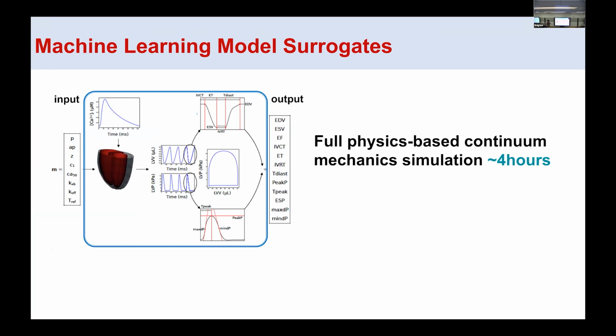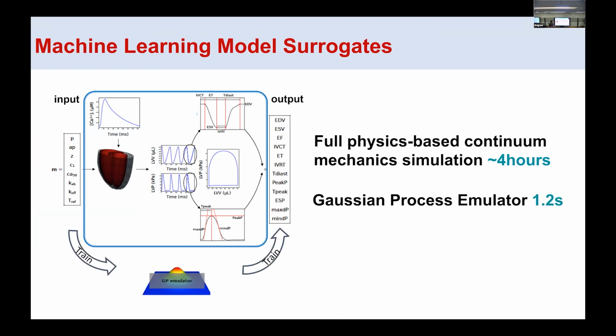And we have our framework, which will take these 8 input parameters, have a physics-based simulation to generate the mechanics, post-processing to generate the pressure and volume curve, and generate 14 different output parameters. On a single core CPU, this takes about 4 hours to compute. So we would then train our Gaussian process emulator to 1.2 seconds and get a 12,000-fold speed up, which is not a surprise to anyone here, but these are the slides I give to everyone.